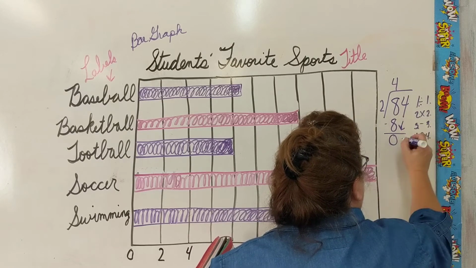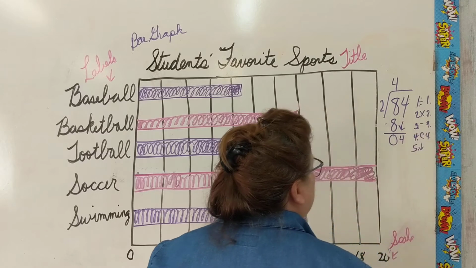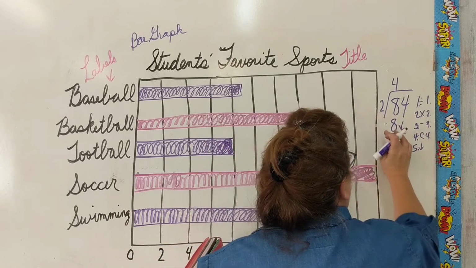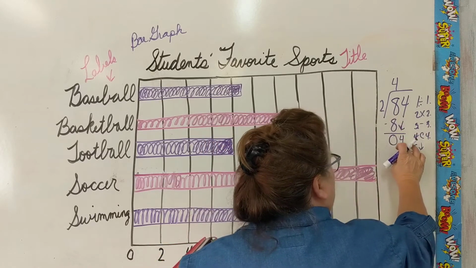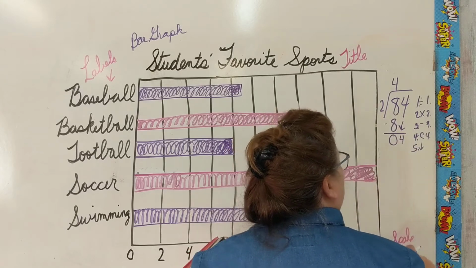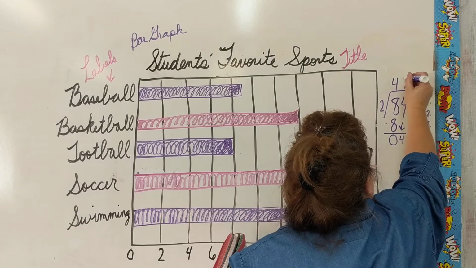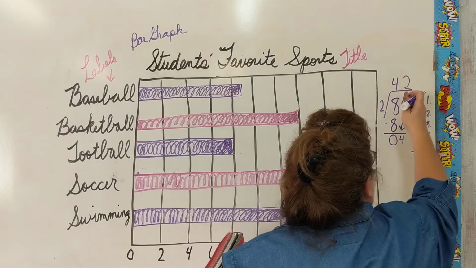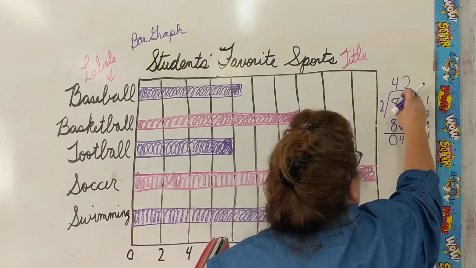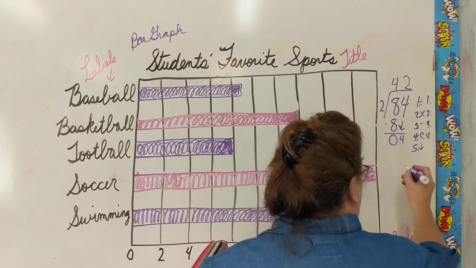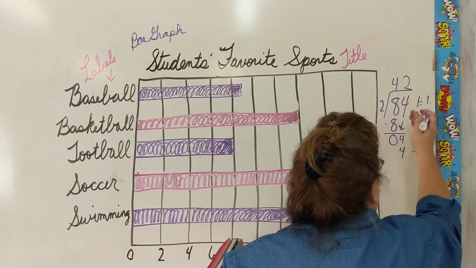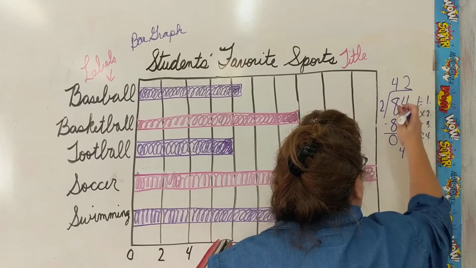So we're bringing down the 4. Now we're going to say how many times will 2 go into 4, the number we brought down here. It will go in there 2 times. So our 2 goes up here above the 4 because we're working in the straight column. 2 times 2 is 4. We write it straight under the 4 we brought down. We're working in that straight column.